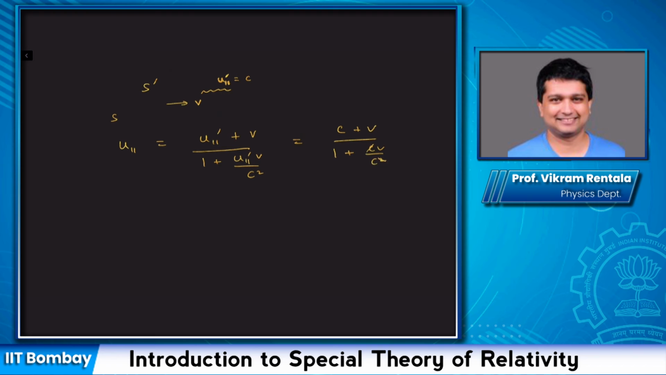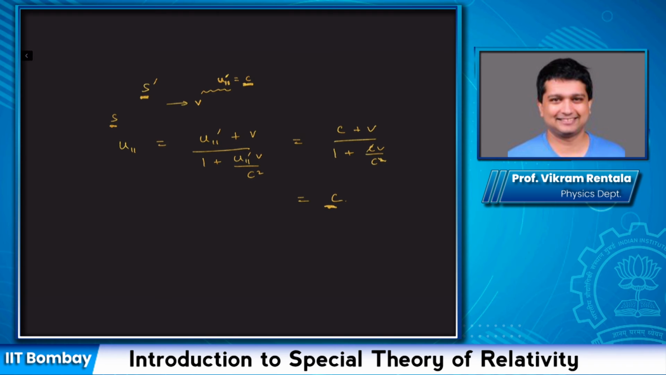And so what we would get would just be c. That is, the light beam which is traveling with a speed c as seen in the frame S prime would also be traveling with a speed c as seen in the frame S. This is good. We need this because this should follow from our postulates of special relativity. This is built into the postulates of special relativity, and it's good to see that it emerges also from our velocity transformation law.